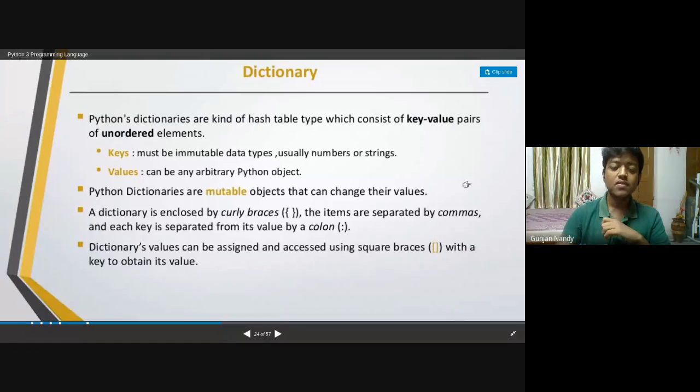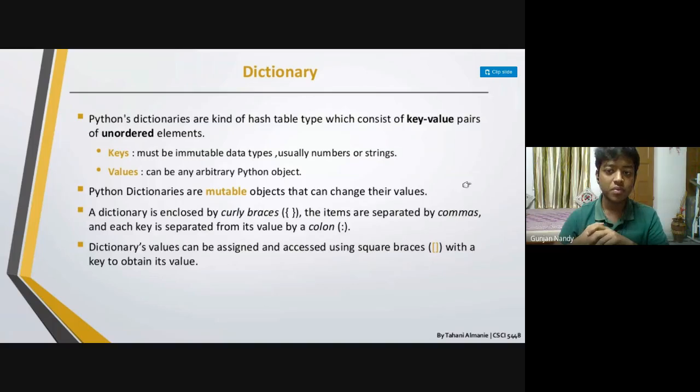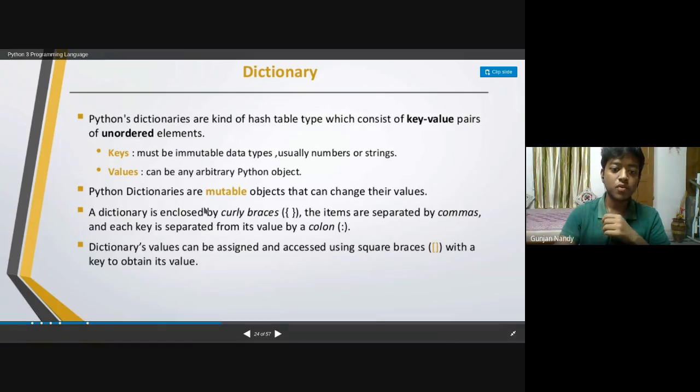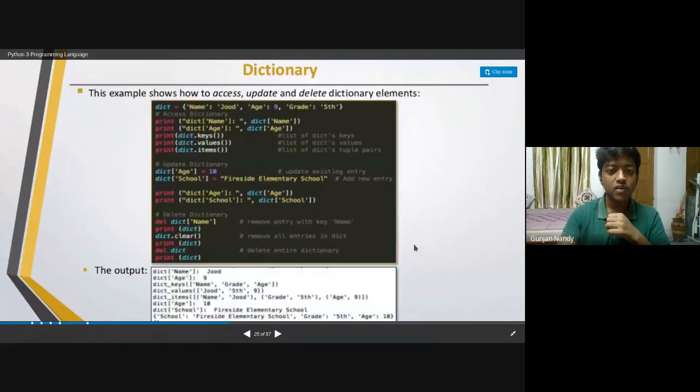Next, we have the dictionary. So dictionary is like a hash map for C++. So it contains key value pairs. So dictionary will be enclosed with curly braces. We will be having key and values separated by colon in a dictionary. So to access any of the values of the dictionary, you can pass the key within the square braces of the dictionary. For more example, let's go to the next slide.